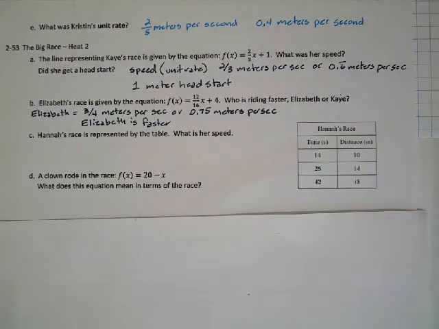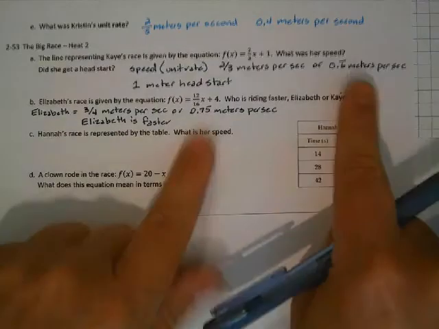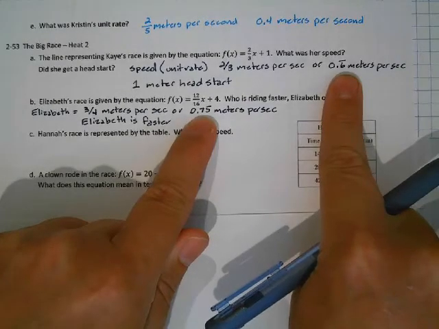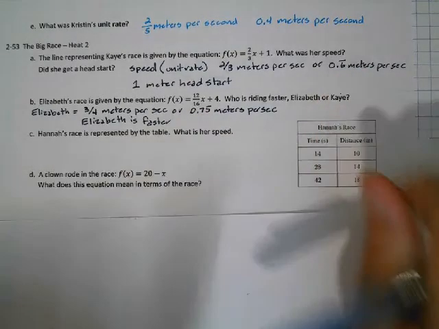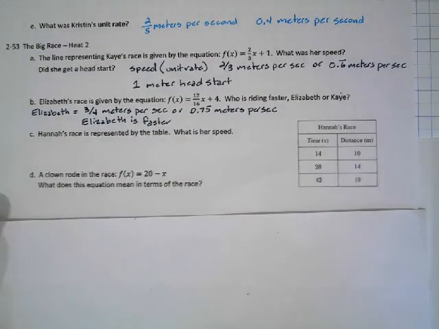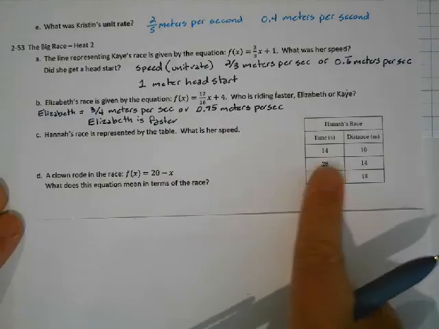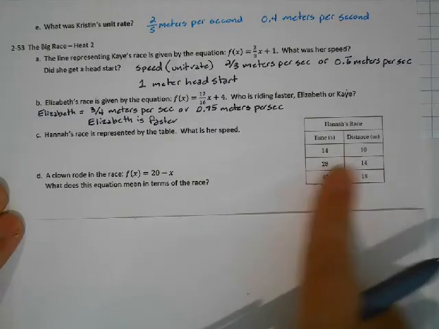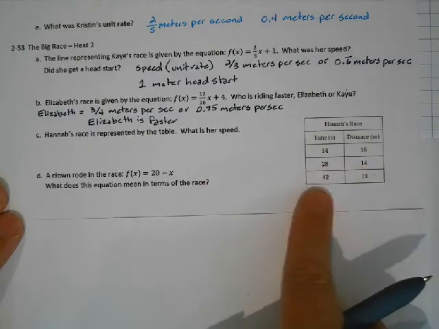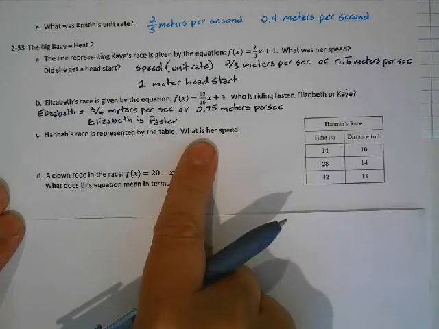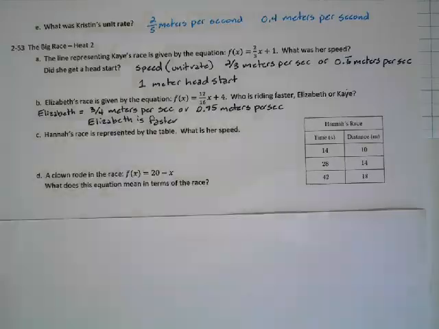Now you kind of see why that unit rate is important, because now we can definitely see, when we look at a unit rate, who's going faster, or what's the greatest rate between the two of them. All right, next question. Hannah's race is represented by this table right here. 14 seconds, she's at 10 meters. 28 seconds at 14 meters, 42 seconds at 18 meters. We want to know what her speed is. All right, so work it out. I'm going to pause in 5, 4, 3, 2, 1.